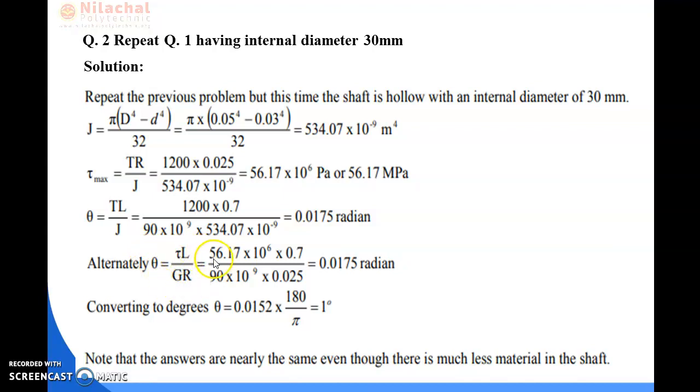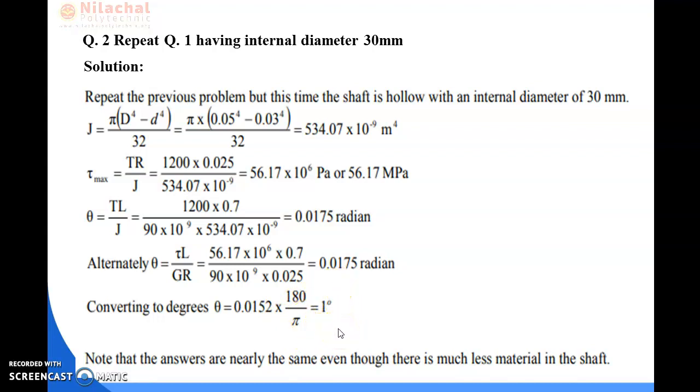So tau we got 56.17 into 10 to the power 6. L is given as 0.7 in question number 1. Capital G value is given in the question as 90 into 10 to the power 9, and radius is given as 0.025. Hence, the theta value is coming out as 0.0175 radian. And by converting this radian value into degree, we have to multiply by 180 divided by pi. Hence, we got the theta value in terms of degree as 1 degree.